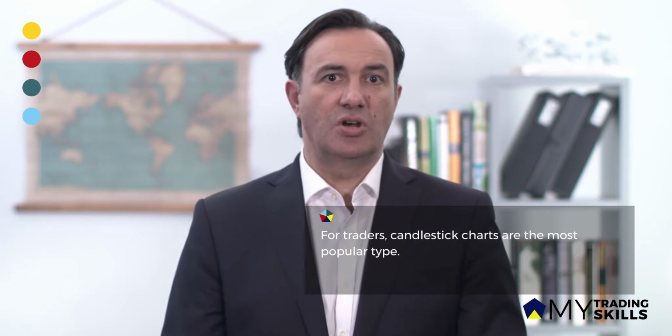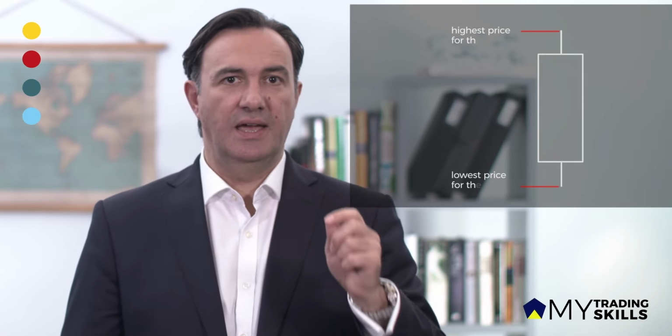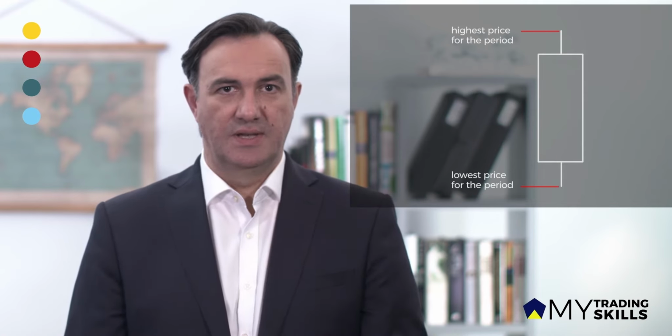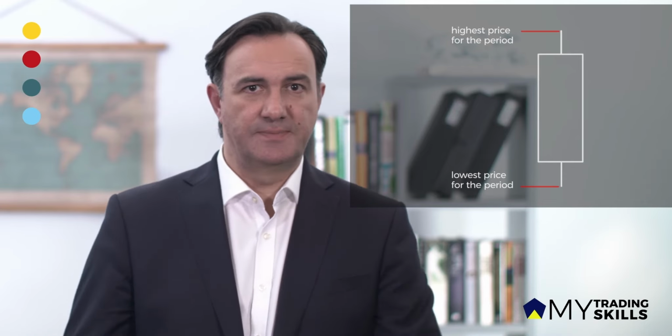Candlestick charts show the same information as a bar chart. The open, high, low, and the close are all shown. Okay, so how do we read a candlestick chart then? Let's look at an example. So the vertical lines here and here display the high and the low prices. These are also known as shadows or sometimes wicks.